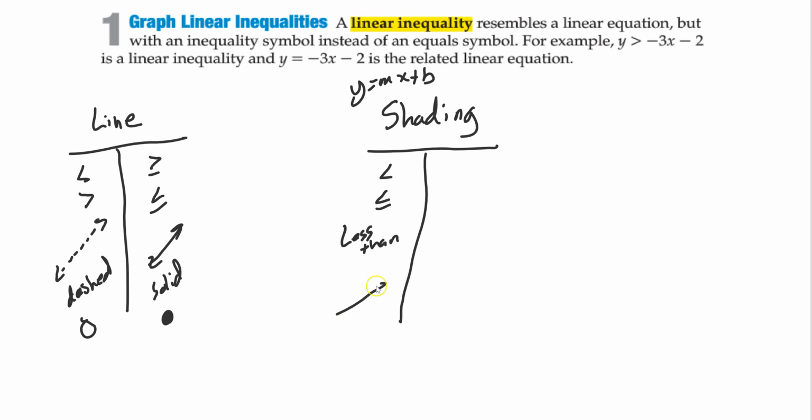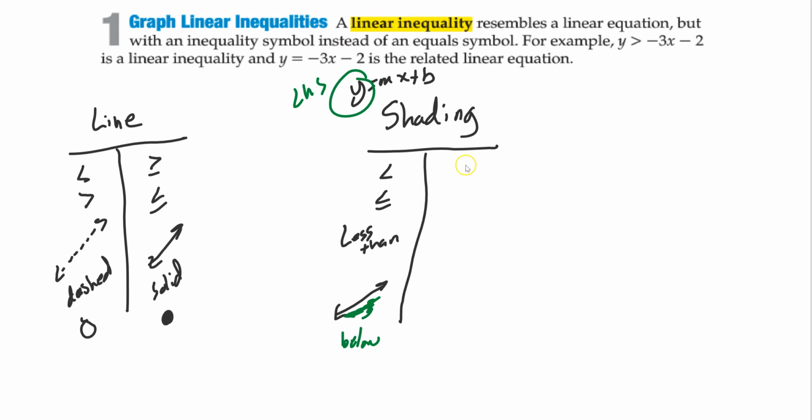I give you a line and I say I want you to shade less than it. Well, then it's just natural: less than the line would be below the line. So you shade below. Again, this only works when it's in proper notation, where y, the variable, is on the left-hand side. So it only works in proper notation.